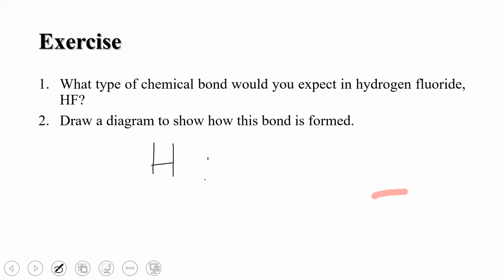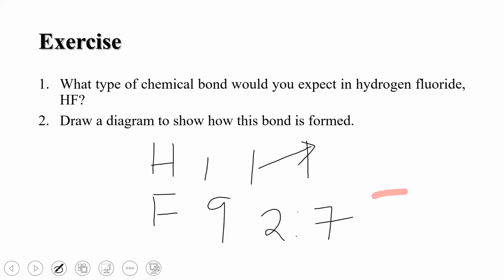Hydrogen has atomic number of 1. Then fluorine has 9. So this one's atomic number is 1. This one is 2, 7. So for this one to gain a stable configuration, because I told you the stable configuration, you have 2, 8, and also 2, 8. So this one needs 1, also this one needs 1. So what they do, they come together and share. Let me write it here.